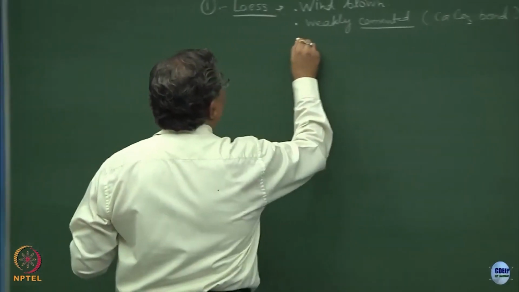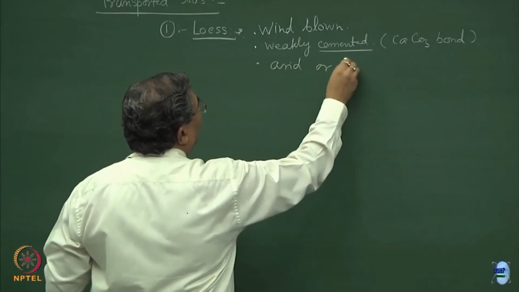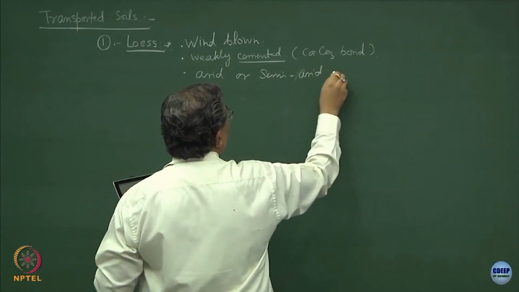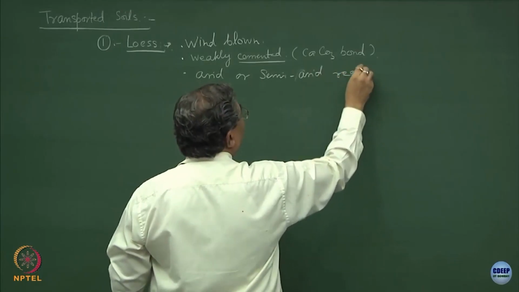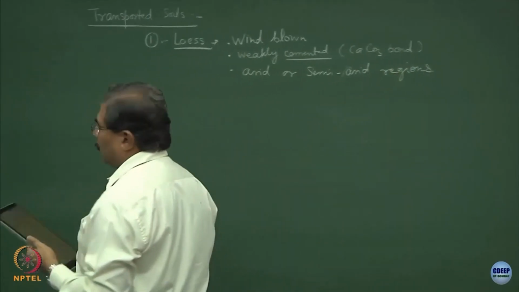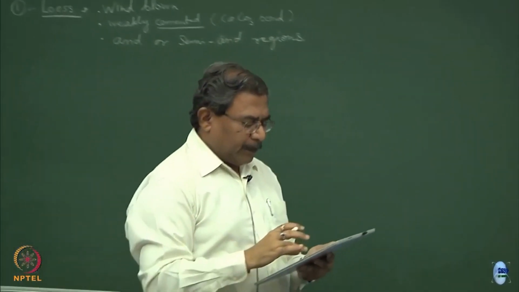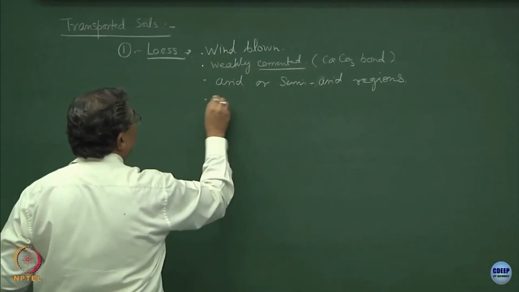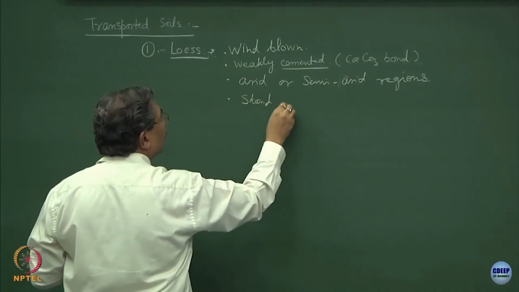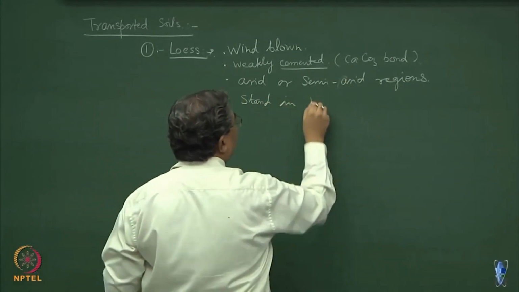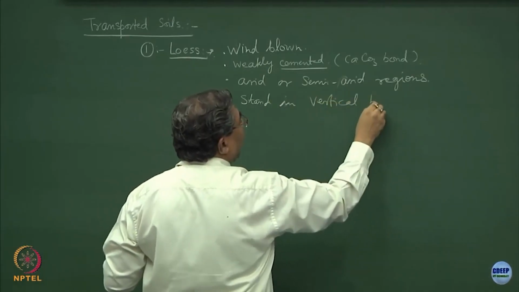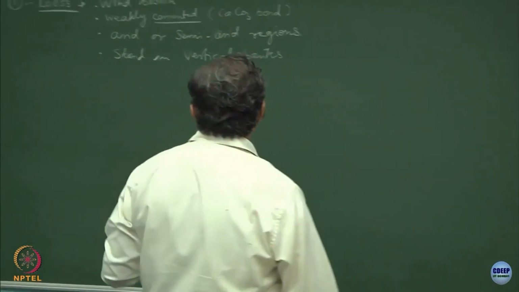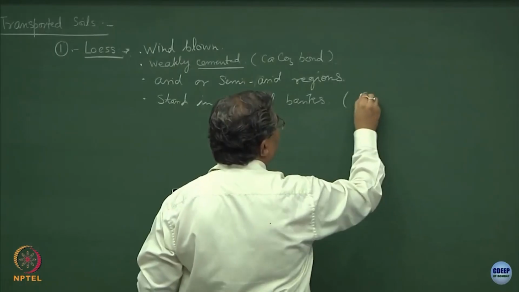Normally these types of soils are formed in arid or semi-arid deposits. Arid regions are the ones where you have dry climate, particularly deserts, and the beauty of these types of deposits is that they stand in almost vertical banks. So, most of these deposits are almost vertical, if you see the sand dunes.